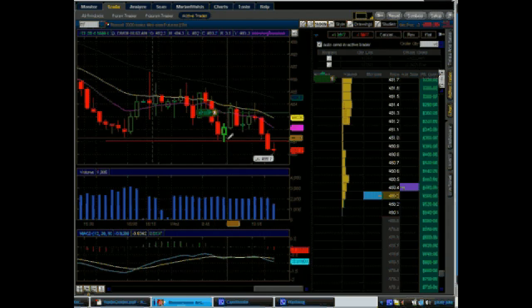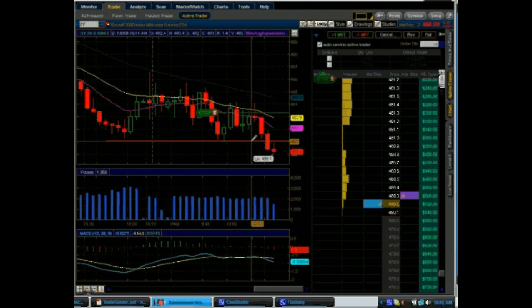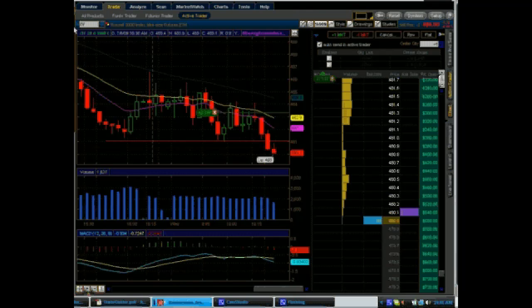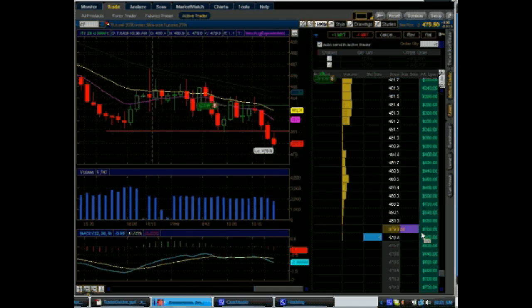Okay, it broke support, and now the support, well, hopefully this should become resistance now, and it shouldn't really go past this, I don't think, for the rest of the day. So I definitely feel good about that. I shorted 2 contracts. As you can see, I'm up a lot of money right now. I'm up 600.